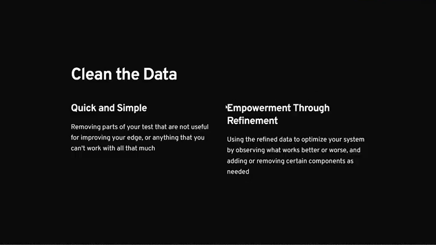Empowerment through refinement. Using the refined data to optimize your system by observing what works better or worse, and adding or removing certain components as needed. Like I just said, if something doesn't work, you can take it out. Maybe you found a particular stat that doesn't really hold any edge at all, probably around the 50% level of success. It's not going to provide you with massive edge, and you can just remove that from your test. The powerful thing here is people say, oh, I wasted my time. No, you did not, because now you know what not to do. And this is the power of collecting statistics.